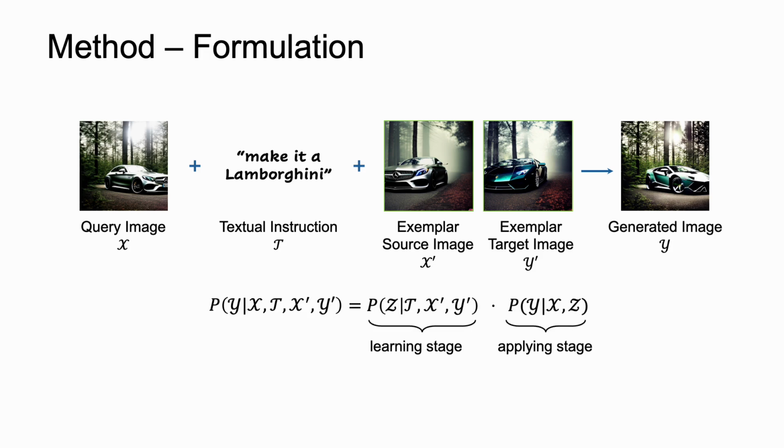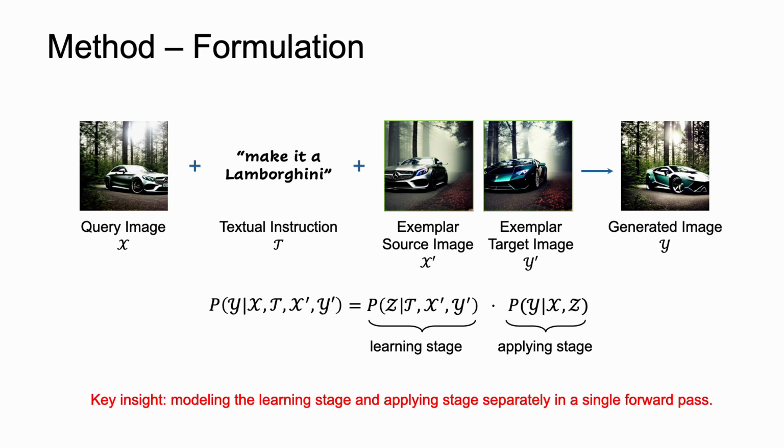Inspired by this, we introduce a latent variable z to denote the embeddings of the underlying image transformation, which is independent from the query image x. Then the distribution is broken down into two terms, exactly corresponding to the two aforementioned stages. To conclude, the key insight of our proposed method is decomposing the few-shot learning problem into two easier tasks, and modeling the two tasks separately. This divide and conquer strategy simplifies the problem and thus achieves an excellent performance. Now, I'm going to introduce our proposed model InstaManip step by step.